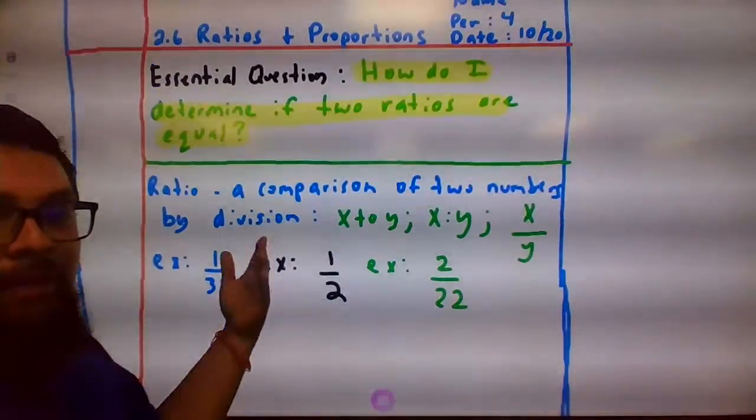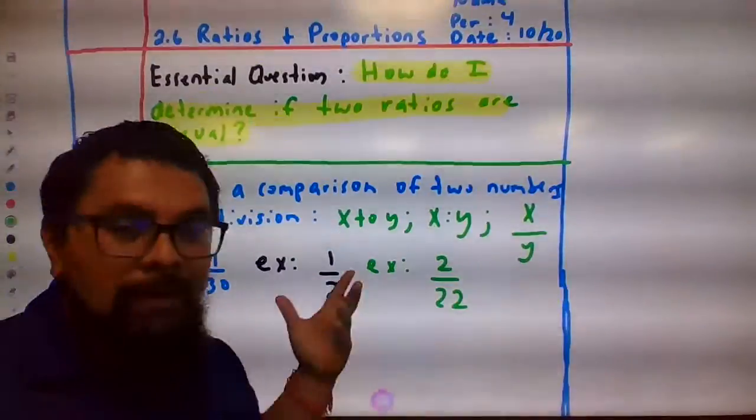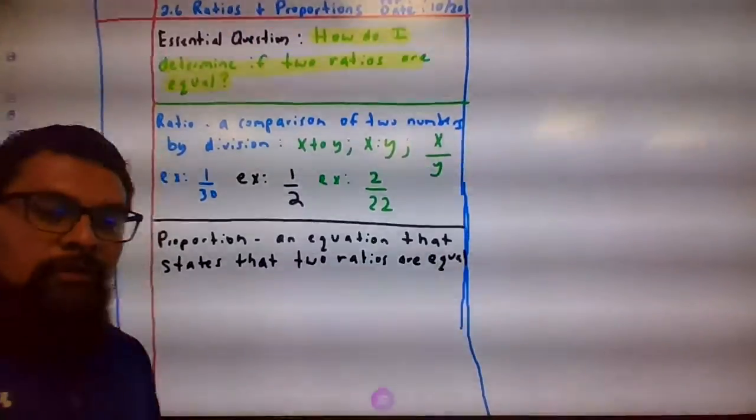It's a comparison of two numbers. You're comparing 1 and 30. You're comparing 1 and 2. You're comparing 2 and 22. That's all a ratio is. Okay? All right, so now we go on to proportion.